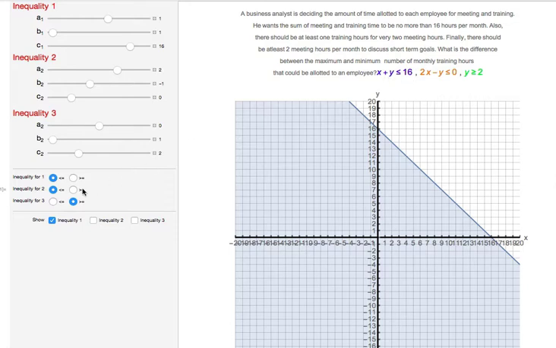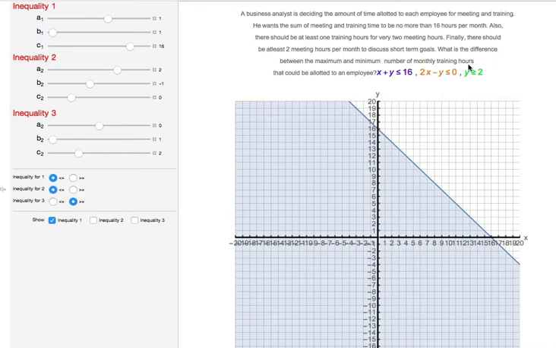Similarly, the second problem statement, if written as an inequality, is 2x minus y less than or equal to 0. The last one is, finally, there should be at least two meeting hours, so y is the meeting hours, so y is greater than or equal to 2. So y should be a minimum of 2, therefore greater than or equal to 2.